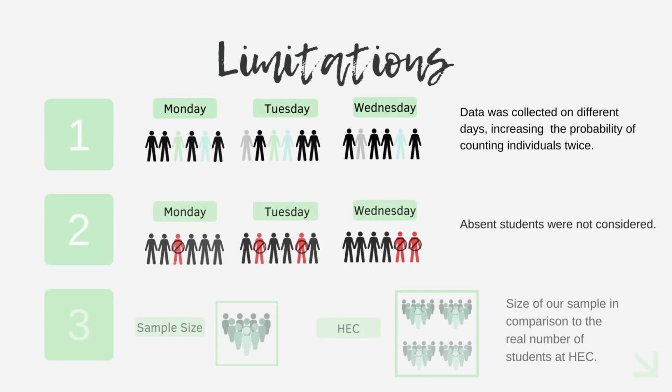To conclude, we faced 3 major limitations that might have affected our study. First, we collected our data on different days, which increased the probability of counting the same individuals twice. The second limitation was not considering absences. They were excluded from our data collection and their preferences could have altered our results.